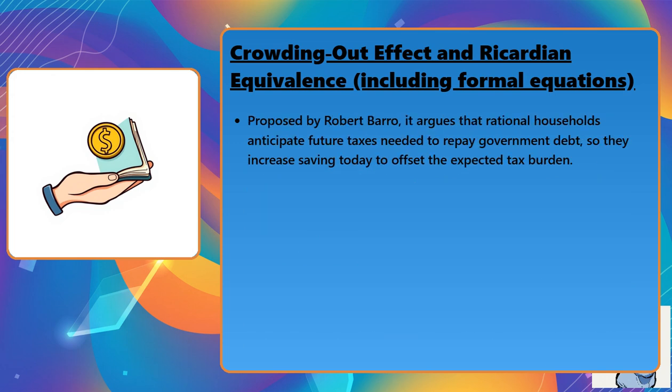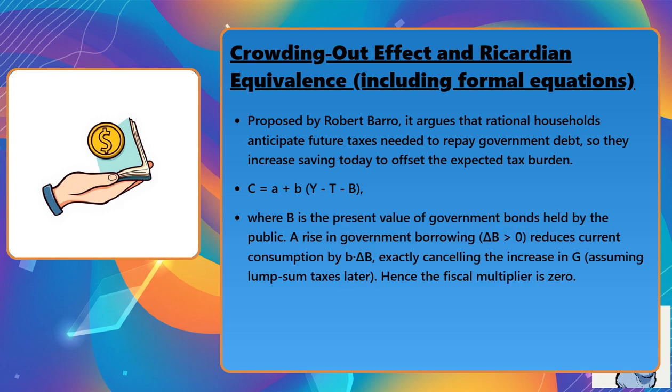Ricardian equivalence, proposed by Robert Barro, argues that rational households anticipate future taxes needed to repay government debt, so they increase saving today to offset the expected tax burden. C equals a plus b times (Y minus T minus B), where B is the present value of government bonds held by the public. A rise in government borrowing, delta B greater than 0, reduces current consumption by b times delta B, exactly canceling the increase in G, assuming lump sum taxes later. Hence, the fiscal multiplier is 0.